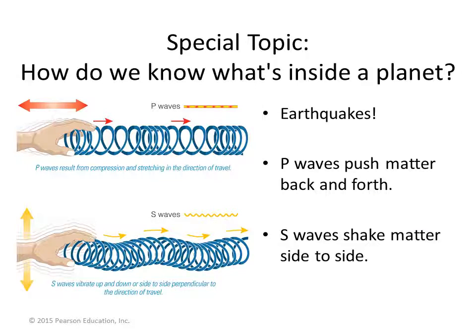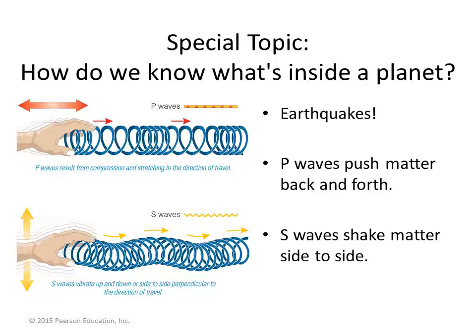So how do we know what the interior of a planet is like? Well, for Earth, we look at the earthquake waves that pass through the Earth or around the Earth. There's basically two kinds of waves. The top slinky is showing you the kind of push-pull motion that an earthquake wave would generate. Those are called P waves, or primary waves. So P waves push matter back and forth. S waves, on the other hand, or secondary waves, shake matter side to side.